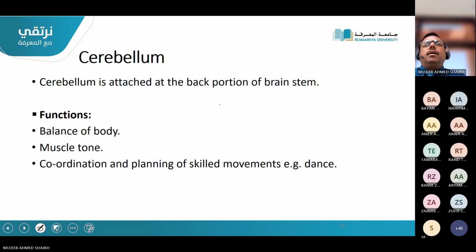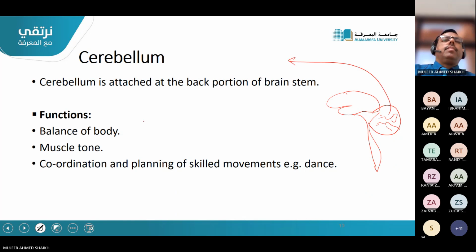Then comes the cerebellum, which in layman terms is known as the small brain. It sits at the back. This is called the cerebellum. The cerebellum is attached on the back portion of the brain stem, and its function is balancing the body. When the person is walking or just standing, this is maintaining the balance of the body. It also regulates muscle tone and coordination of movement.